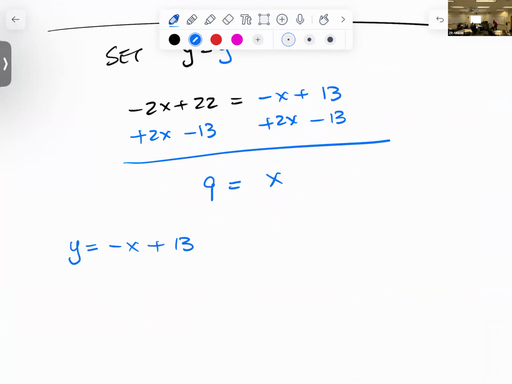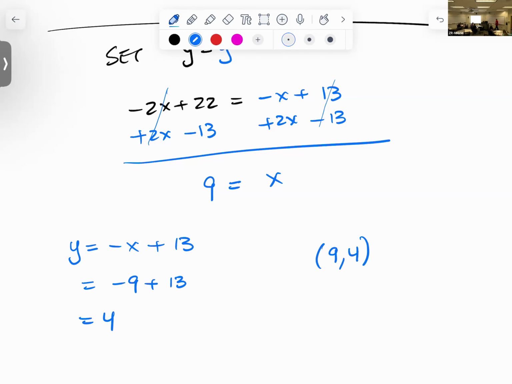Yeah, the biggest thing is just keep track of your signs, right? Without a doubt. Right, Brian? Signs are the thing that you drop super easy. So everyone just, where you have a negative, where you have a positive, stuff cancels, stuff stays. And then we get to plug that in. So the point 9 comma 4.